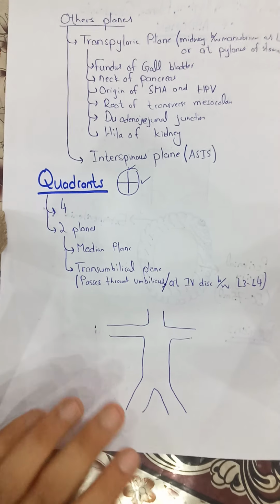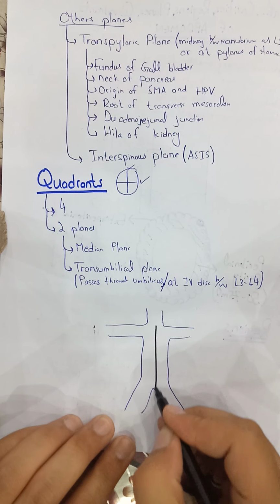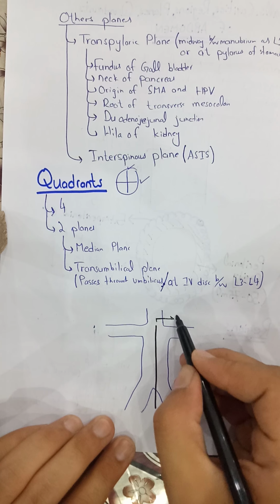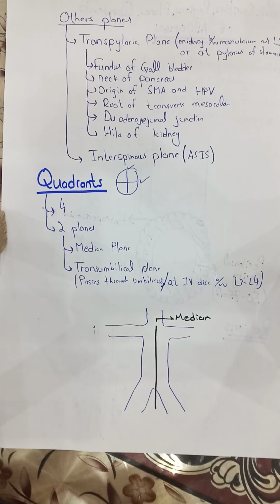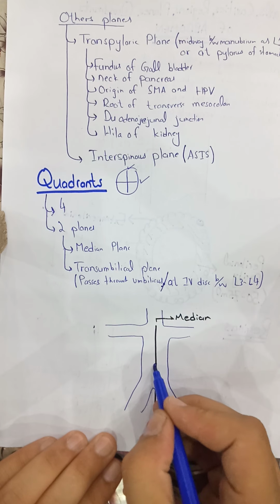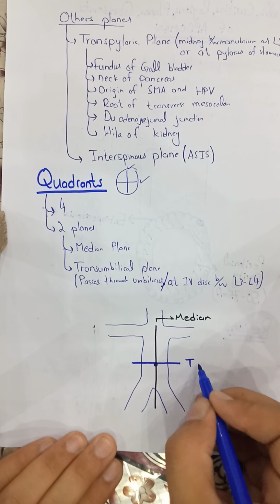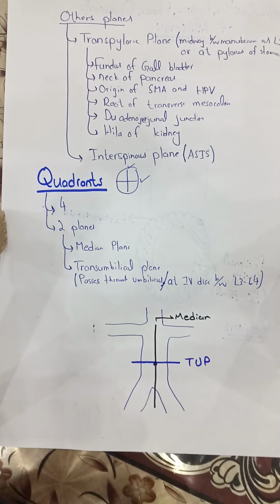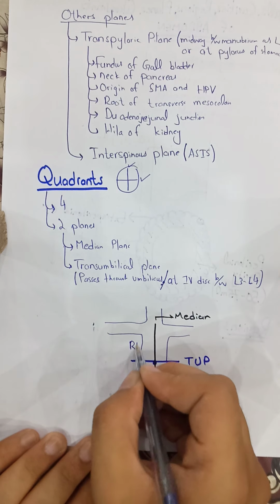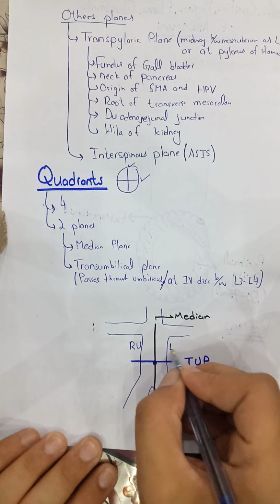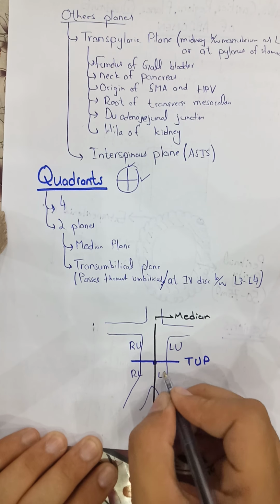Okay, so one was the median plane. It will simply pass from the center of the body like this. Okay, this is the median plane. Now the second one was the transumbilical plane, which will pass through the umbilicus. Let's suppose this is the umbilicus, so it will pass through the umbilicus like this, horizontally. This was the transumbilical plane. Now here we got the 4 quadrants. This will be the right upper quadrant, this will be the left upper quadrant, this will be the right lower quadrant, and this will be the left lower quadrant.